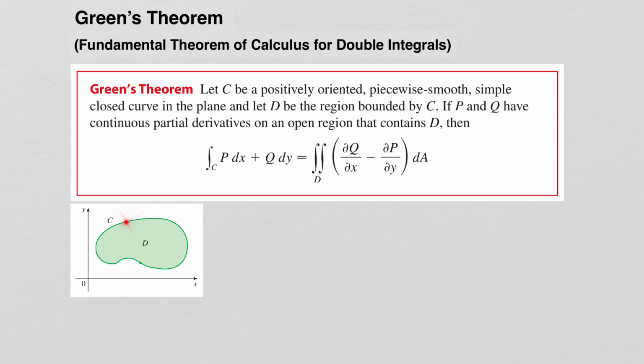So I have a picture down here. So we have a curve C, which is moving in the positive direction, and that surrounds a region D. If P and Q have continuous partial derivatives on an open region that contains D, then the integral along the curve C of P dx plus Q dy is the same as the double integral over the region D of the partial derivative of Q with respect to x minus the partial derivative of P with respect to y dA.